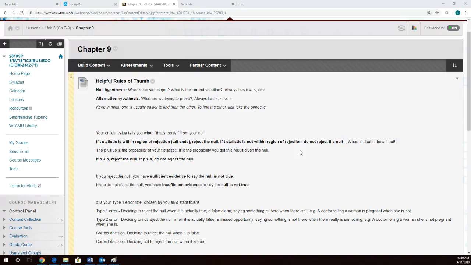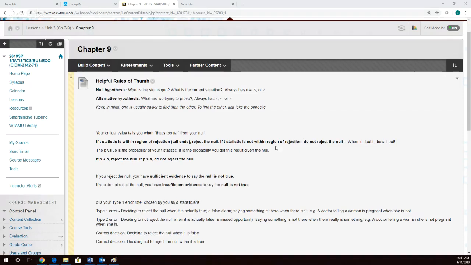So if your test statistic ends up being in the region of rejection, you're going to reject the null. If it's not, then you're not going to reject the null. Your p-value is actually just that probability of your test statistic. In chapter 6, you calculated the probabilities of your test statistic using the table of cumulative probabilities, and that's essentially what your p-value is. So if your p-value is less than your alpha, or your level of significance, or your type 1 error rate, then you're going to reject the null. If it's greater than, then you don't reject the null.